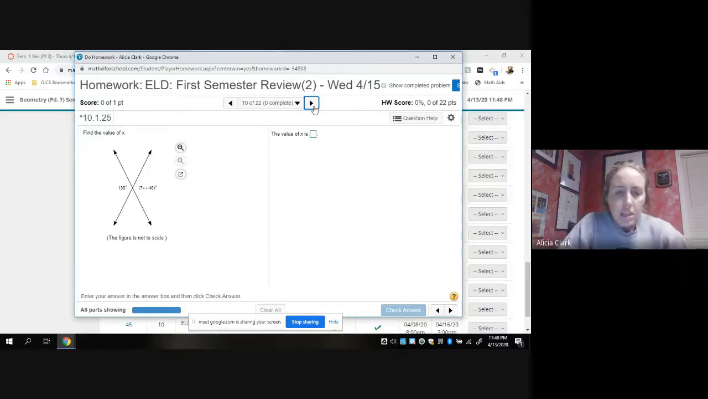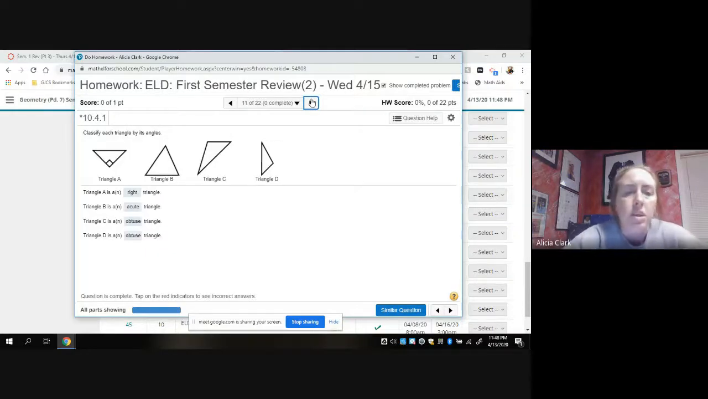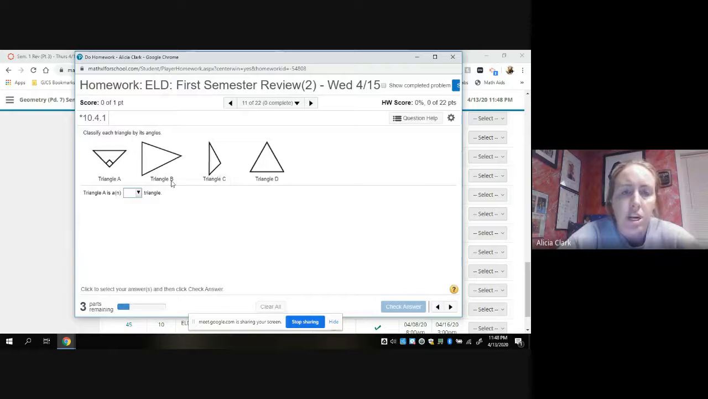Now, this is an example of vertical angles, angles that are directly across from one another like this. Those are equal to each other. So I know that this 138 equals 7x plus 40, and I can write an equation that says that. So 138 equals 7x plus 40, and I can solve, and they are asking you for the value of x. In that case, 16. Then we're going to classify each triangle by the angles that it has. Again, this would be a right angle, acute, or obtuse type of triangle.